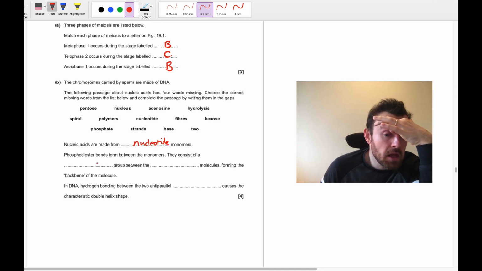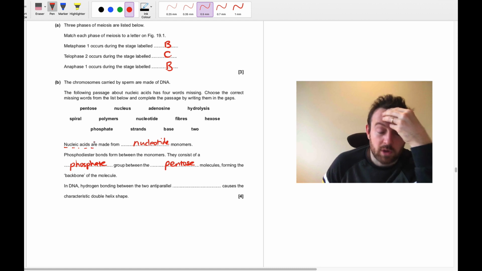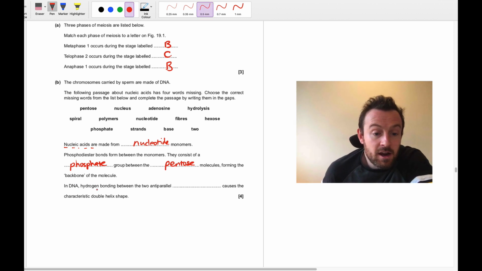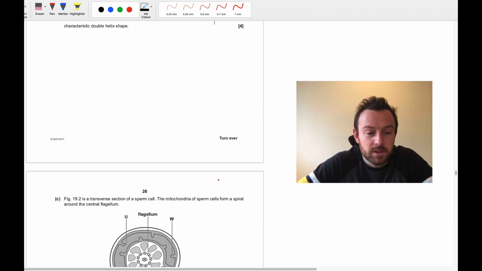They consist of a phosphate group between the, we're talking about between the pentose molecules, because this is a generic nucleic acid. So we could be talking about RNA or DNA, so hence not deoxyribose or ribose, just pentose. In DNA, hydrogen bonding between the two antiparallel strands, yep, there it is, strands, causes the characteristic double helix shape. Easy marks there. Moving on.